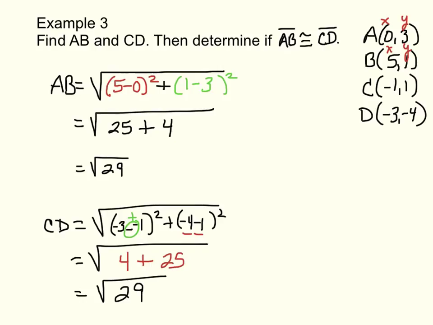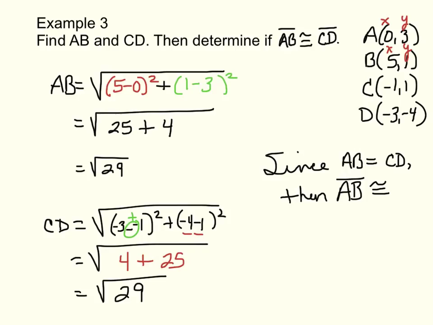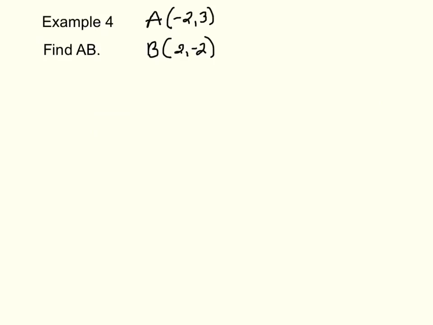Therefore, we know, since the length from A to B is equal to the length of C to D, then we can prove that segment AB is congruent to segment CD. And you're done. So remember the distance formula? You use it to find the distance from one endpoint to the next.